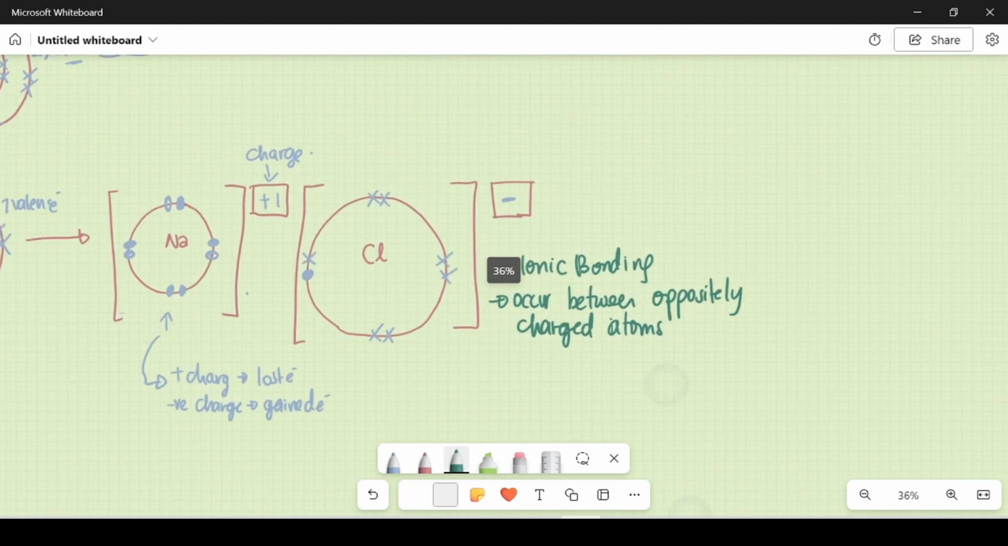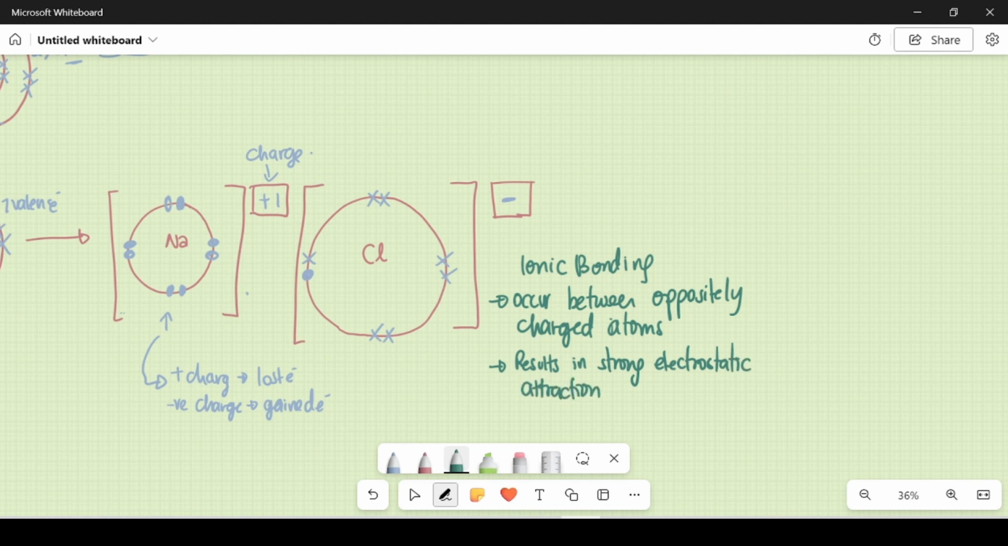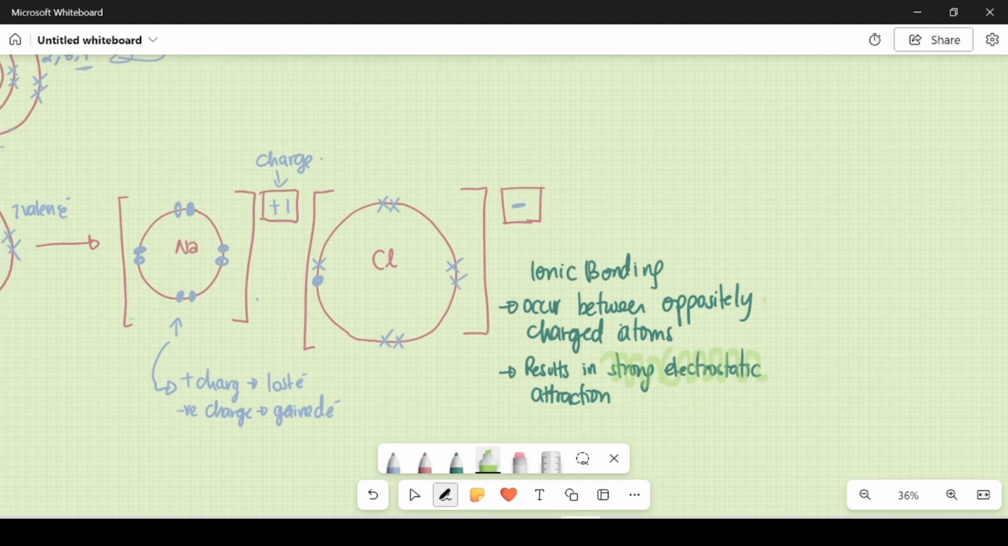And this results in a strong electrostatic attraction. Okay, due to this type of bonding. Now your keyword here is electrostatic and strong. Whenever you want to describe ionic bonding, you need to talk about these two points.